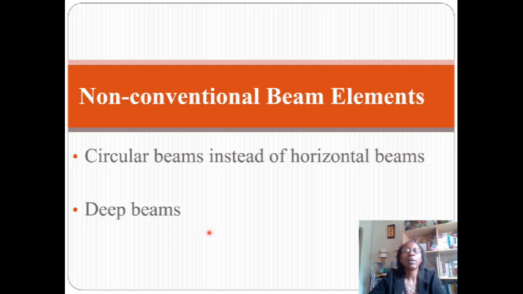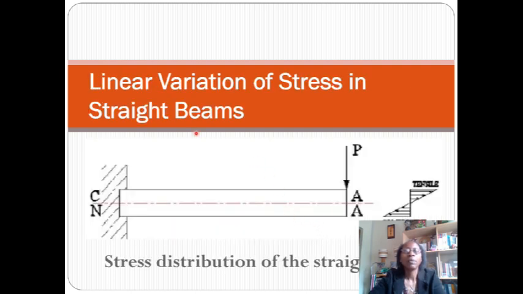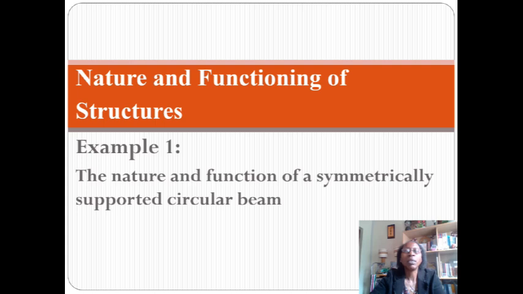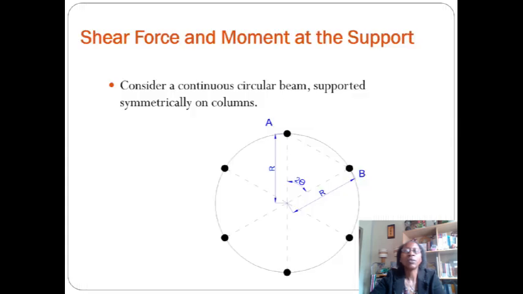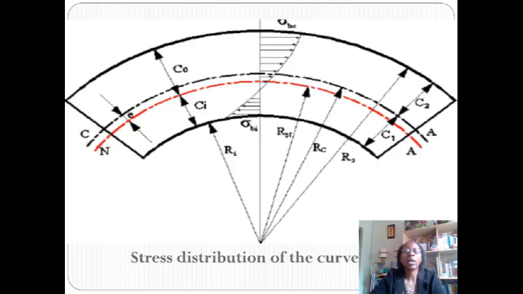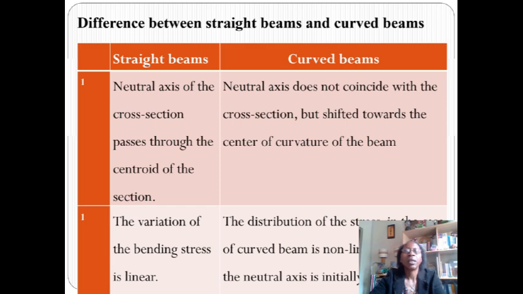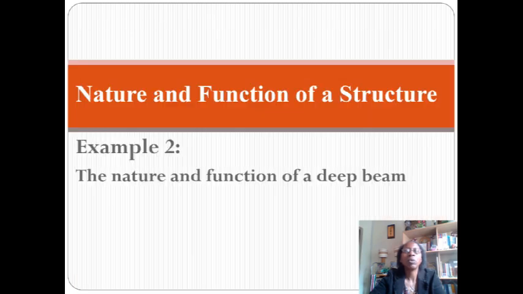So we'll be asking ourselves, especially if you're dealing with, for example, conventional beam elements like circular beams and deep beams. For conventional beams, we have linear variation, as you can see, but curved beams function differently, as shown. So we'll be looking at the different ways you can support. We'll be looking at a cross section, how the stresses are distributed, the difference between the straight and curved beams.